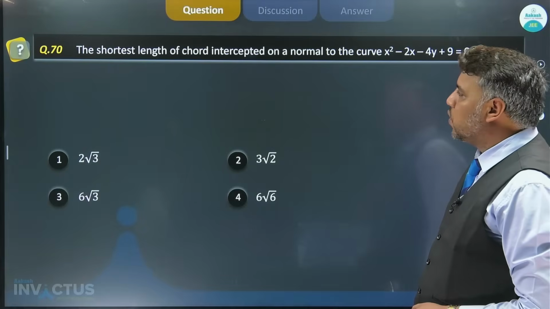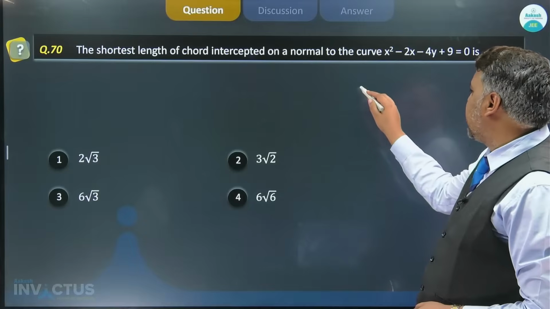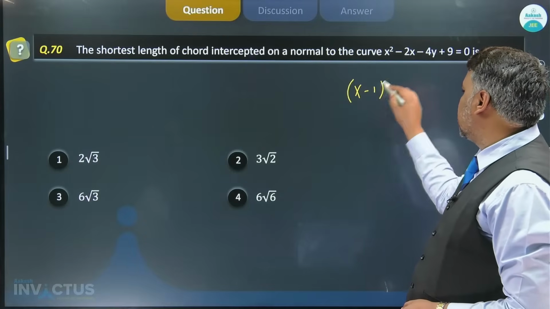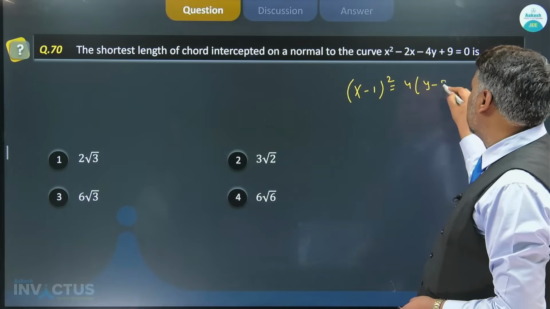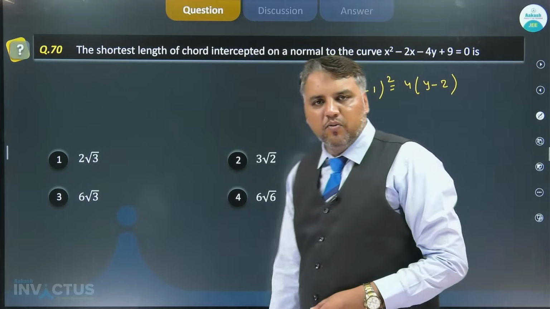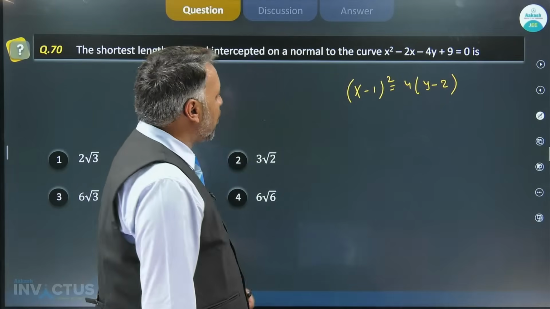Okay, we have to find the shortest length of chord intercepted on normal to the curve. This is a parabola, (x minus 1) whole square is equal to 4 into (y minus 2), I think. So this is a parabola. So the shortest chord intercepted on a normal.